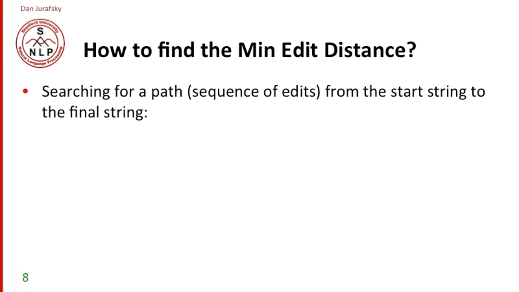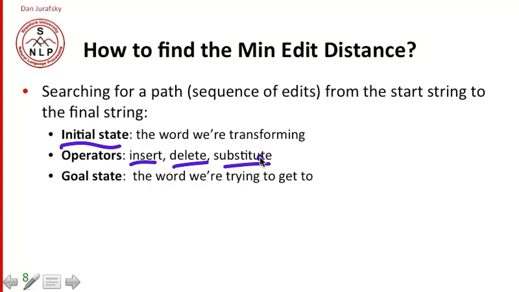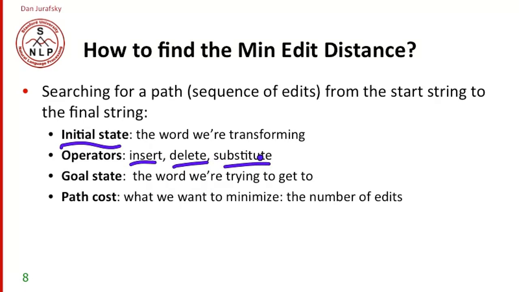All right, so how are we going to find this minimum edit distance? Our intuition for the algorithm is to search for a path, and by path we mean a sequence of edits from the start string to the final string. We'll start with an initial state, that will be the word we're transforming. We'll have a set of operators, insertion, deletion, substitution. And we'll have a goal state, that's the word we're trying to get to. And finally, we'll have a cost for the path of getting there, and that's the thing we're trying to minimize. That's the number of edits.